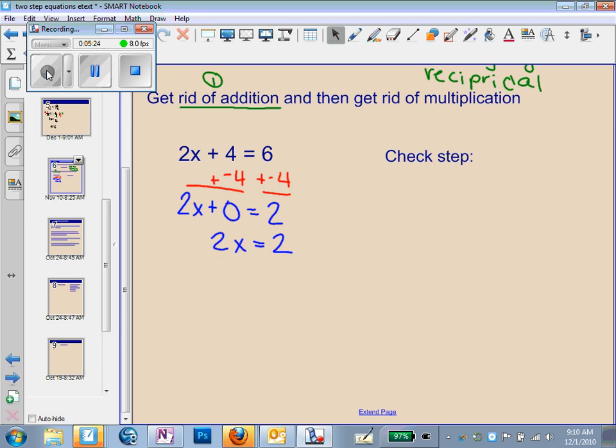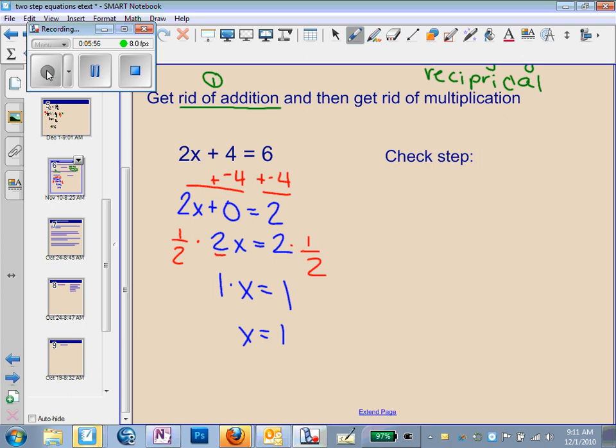Okay. So now we're going to multiply by the reciprocal of the number that is beside our variable. So since we have a 2 beside our variable here, we're going to multiply by the reciprocal, which is 1/2, just like we did in our one-step equation with multiplication. So notice how your last step is always going to be multiplying by the reciprocal. So 1/2 times 2 is 1, and 1/2 times 2 on the other side is also 1. So x equals 1. You don't have to show yourself 1 times x equals 1.